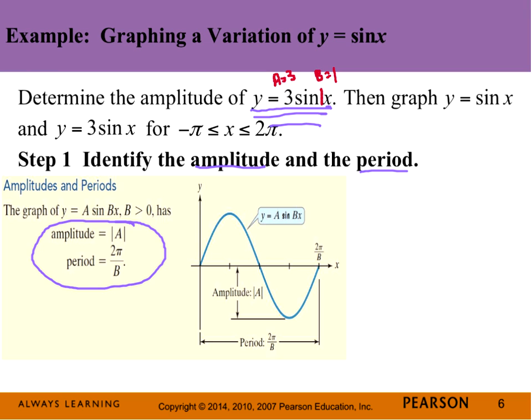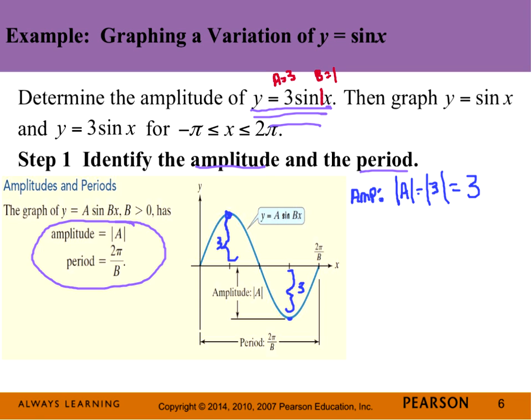So the amplitude. We are told we can find the amplitude of the function by taking the absolute value of A. In this case, that's the absolute value of 3, or 3, meaning we're going to travel 3 units up and 3 units down from the x-axis to reach our maximum and our minimum when we graph this.